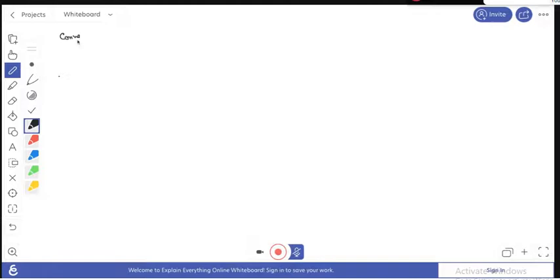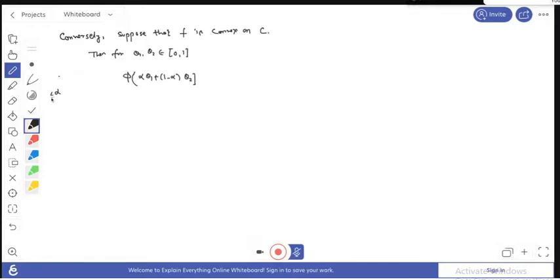Conversely, suppose that this f is convex on this convex set C. Then for any θ1, θ2 that are elements of the closed interval [0, 1], we have to prove that φ of the convex combination, taking another parameter α, at the point αθ1 + (1 − α)θ2, satisfies the inequality, where α lies between 0 and 1 and θ1, θ2 belong to [0, 1].